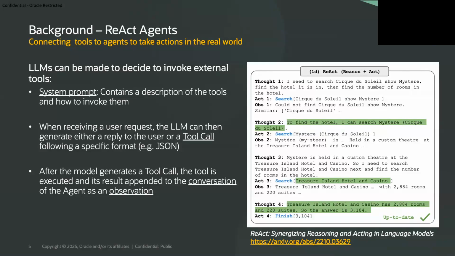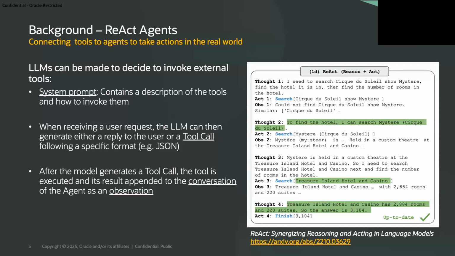ReAct is for reason and act. So in that case, to perform the technique, the agent, this conversational LLM, is prompted with a description of what's called tools. Tools are external functions that the agent will be able to invoke. So in the system prompt, there is a description of the tools that says the list of tools available, but also arguments for these tools and what these tools do. And then it looks like the image on the right.